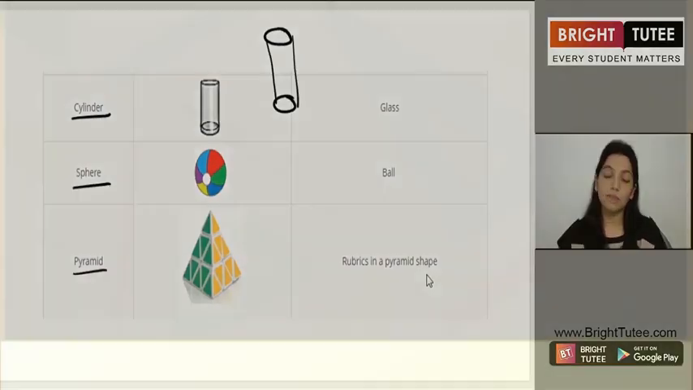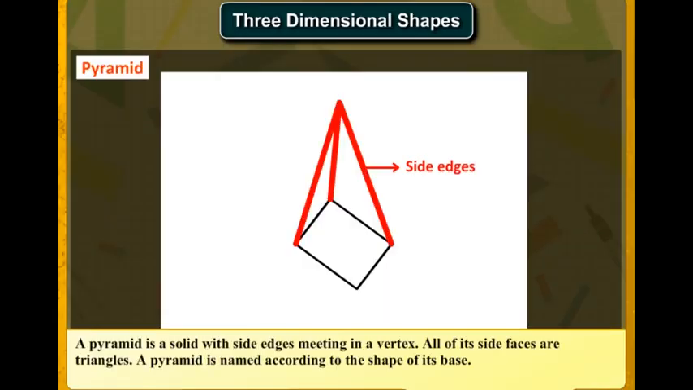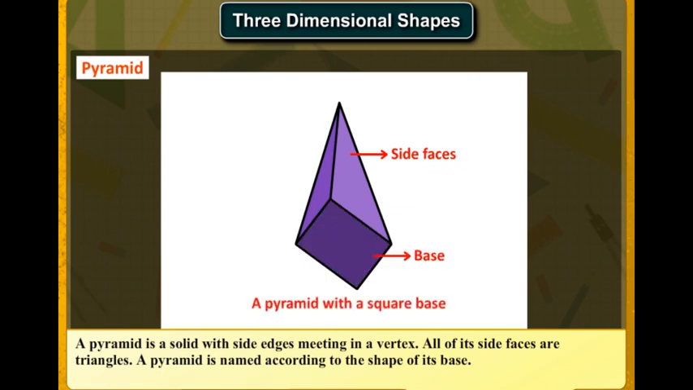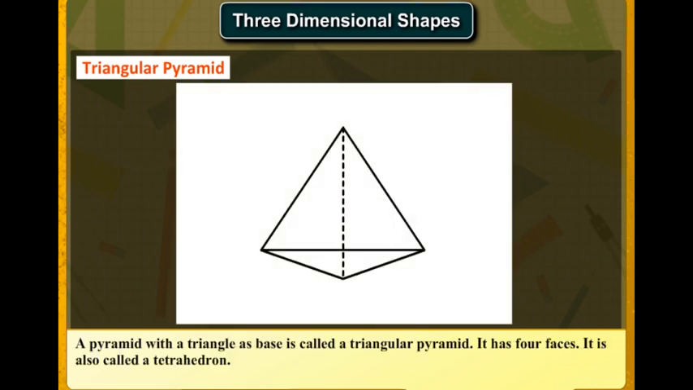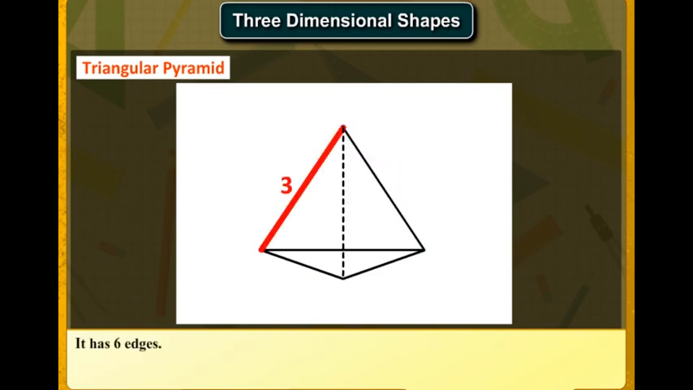Look at the animation. Pyramid. A pyramid is a solid with side edges meeting in a vertex. All of its side faces are triangles. A pyramid is named according to the shape of its base. Triangular pyramid. A pyramid with a triangle as a base is called a triangular pyramid. It has 4 faces. It is also called a tetrahedron. It has 6 edges.